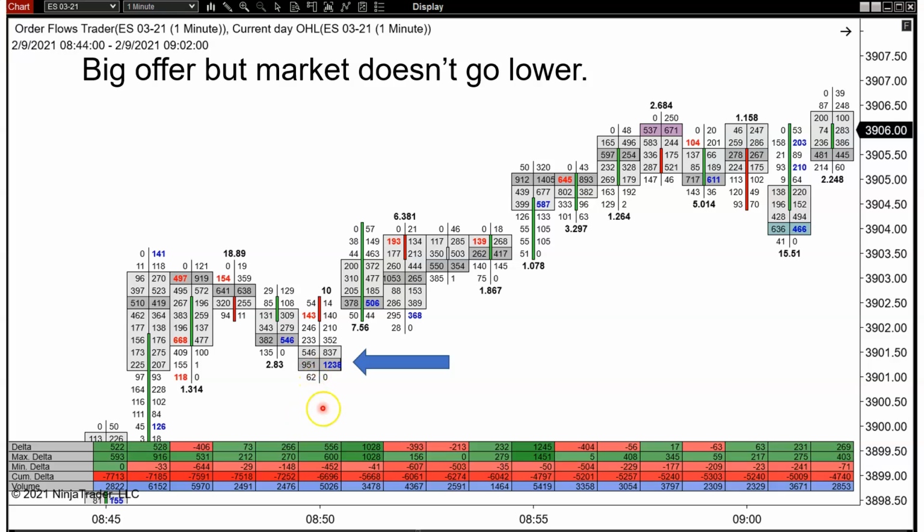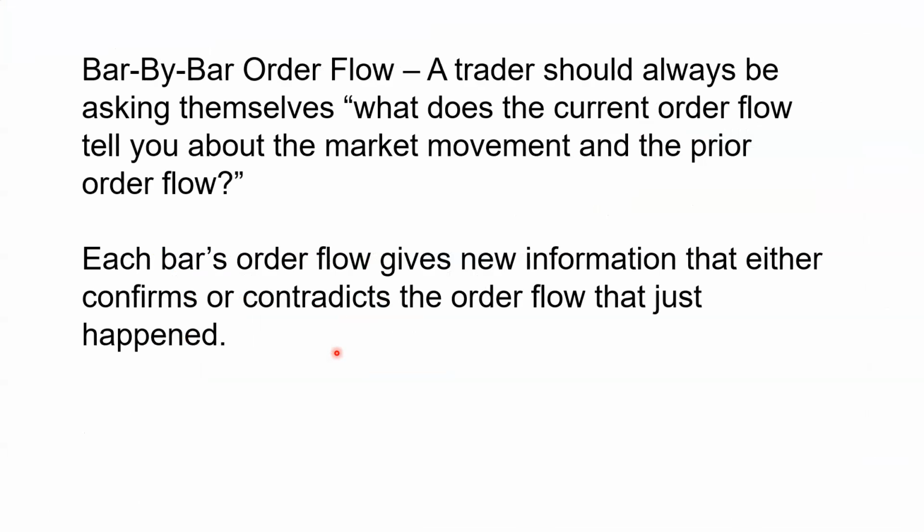If there's real selling in here, you'd have some negative delta. You'd see some more selling coming off. This is just probably somebody who's taking, could be taking profits. We don't know what that is. All we care about is seeing that and reacting to it.